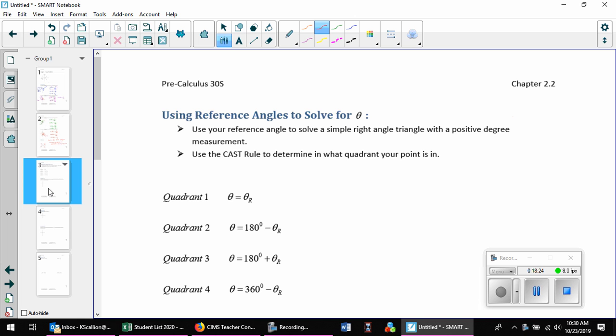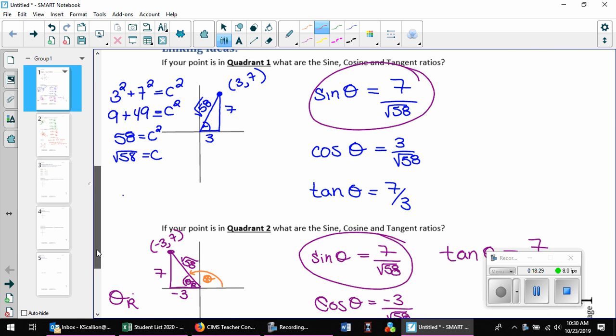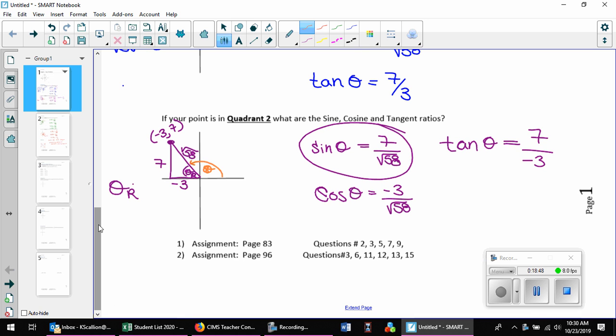Okay. All right. I'm gonna go back up to your pictures here. Okay. So in quadrant 1, our reference angle was the exact same as what our real angle would be. You guys agree with that? Okay. Now in quadrant 2, I guess I should say this out loud. You guys know this. This is 90. This is 180. This is 270 and 360. Yes? Yeah, we all know that.